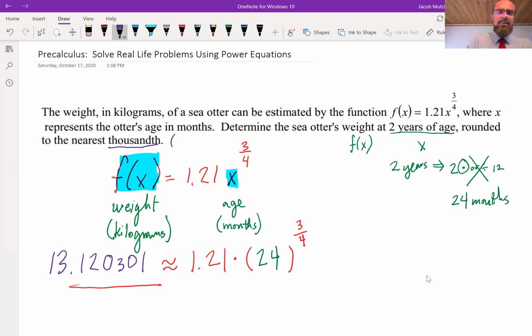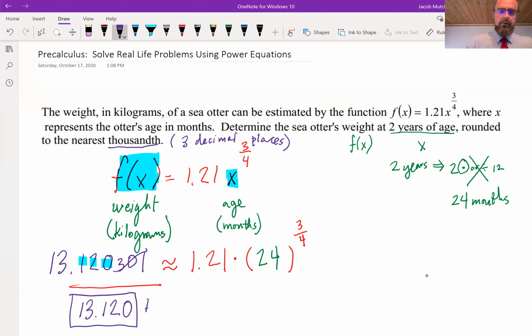And in terms of decimals, that's 3 decimal places. Remember, the first one's the 10th, the second one is the 100th, and the third one would be the 1000th. So I want to take this out to the 1, that's the 10th, the 2 is in the 100th, the 0 is in the 1000th, and I can cut off the 301. So the way that I would record my answer in the final form is 13.120. And then in terms of a number, that's correct if I were to include the units kilograms.